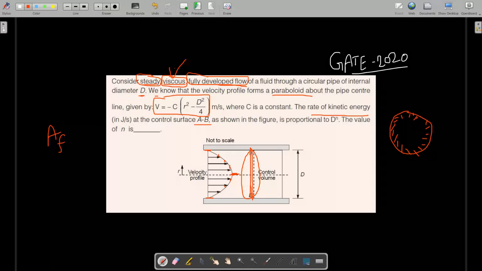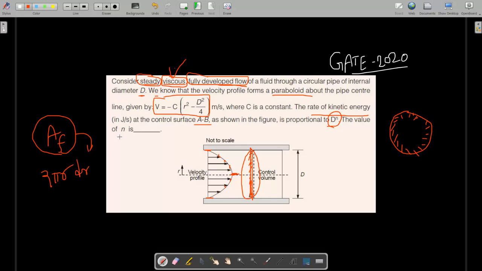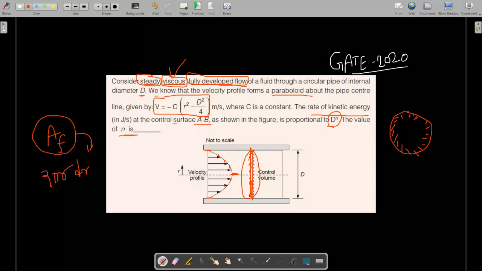For the elemental control volume, a strip that I have drawn here, the elemental area will be 2 pi r dr. This is the free flow area. It is given that the rate of kinetic energy will be proportional to d raised to n. So we have to find the value of n. What should be the value of n?